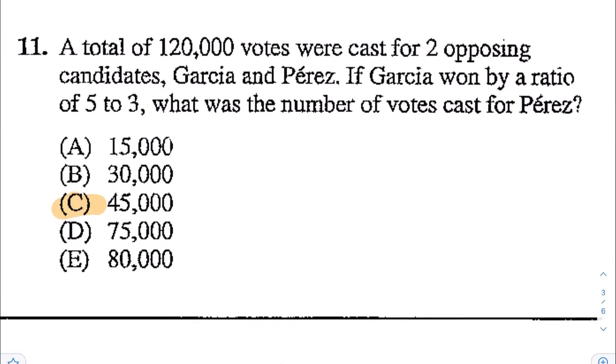All right, next for number 11, a total of 120,000 votes were cast for two opposing candidates, Garcia and Perez. If Garcia won by a ratio of 5-3, what was the number of votes cast for Perez? So Garcia won by 5-3. So 5 corresponds to Garcia. The 3 corresponds to Perez. So Perez, because he took 3 as part of that 5-3 ratio of the votes, you can actually do part over whole.